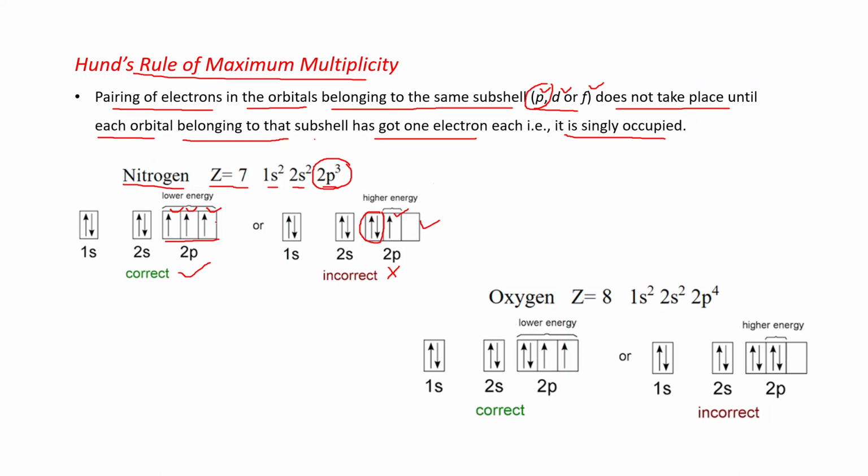Now if we come to oxygen, atomic number is 8. Its electronic configuration is 1s2, 2s2, 2p4. Now in the case of the 2p subshell, first of all one electron will come in each orbital, then the fourth electron will get paired. That's why this is the correct electronic configuration. Now in this case, this is vacant and these are paired. This is not possible according to this rule. That's why this is an incorrect configuration.